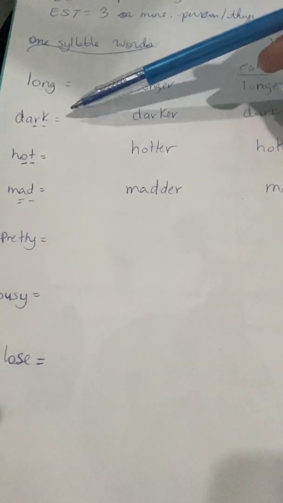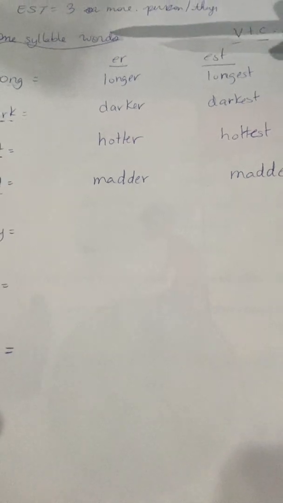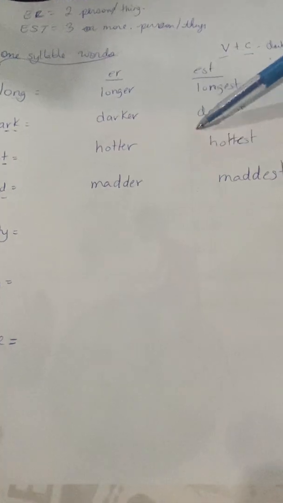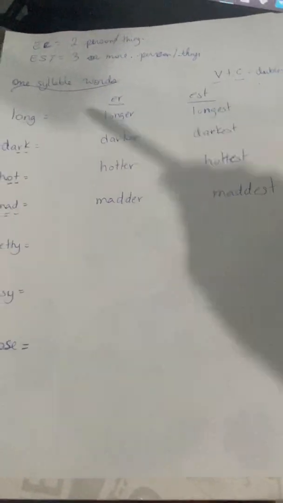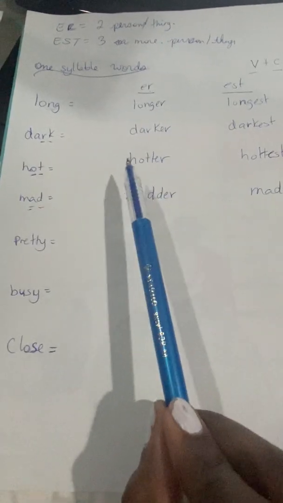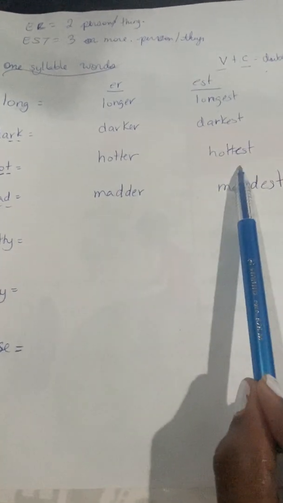Now just to review here, we use ER when we're comparing between two and EST when we're comparing three or more persons or things. So an example would be, today is hotter than yesterday. I'm comparing between 2 days. You could also say, today is the hottest day of the week. I'm comparing between 6 other days because there are 7 days in a week. So when we're comparing two things or persons, we use ER. When we're comparing 3 or more, as long as it's more than 2, we go ahead and we use EST.